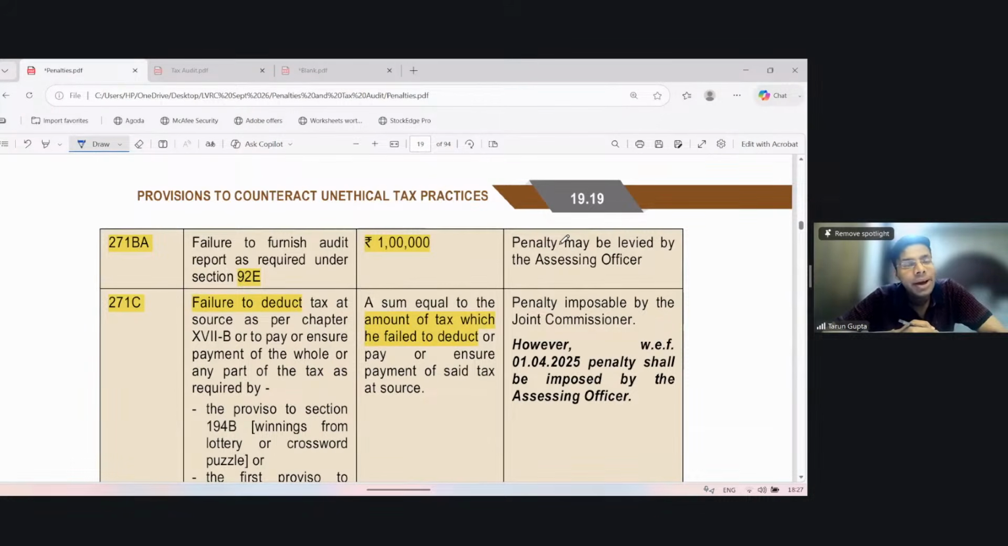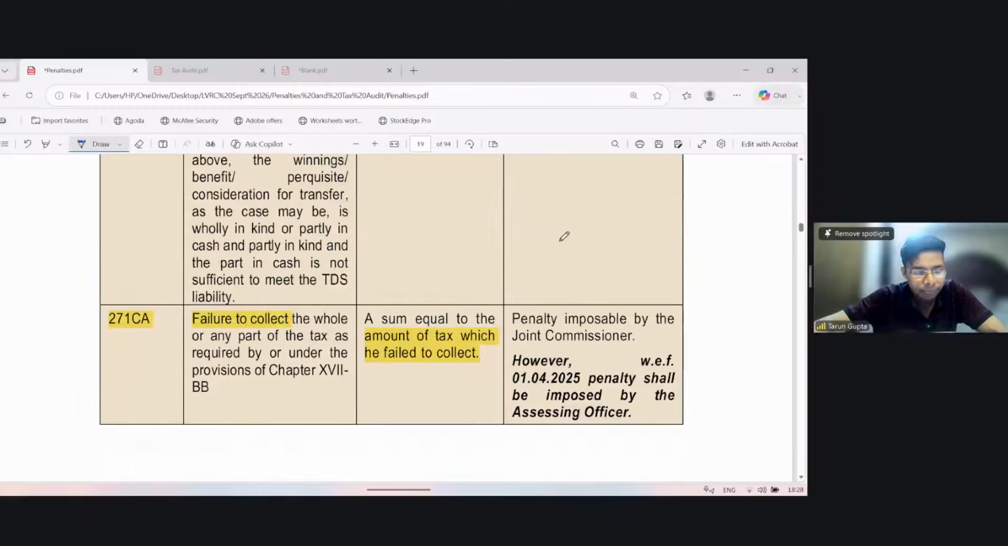271C: failure to deduct tax at source as per Chapter XVII-B or to pay or ensure payment of the whole or any part of the tax. Then the penalty is equivalent to the amount of tax he failed to deduct or pay, as the case may be. Similar to 271C, there is section 271CA. In 271C, it was a penalty for failure to deduct or pay the TDS. Here the penalty is for failure to collect or deposit the TCS. Similarly, the amount of penalty is equal to the amount of tax he failed to collect.